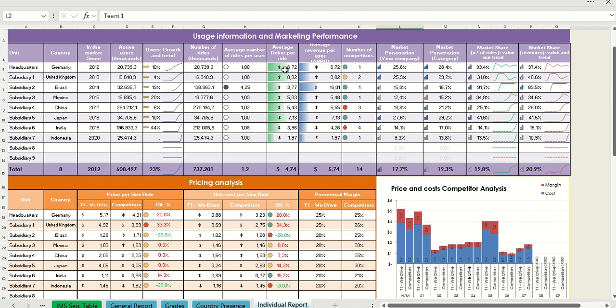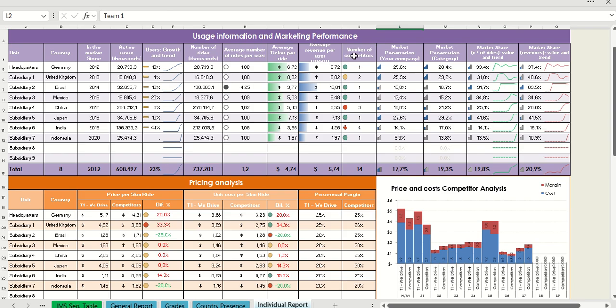Another measurement that you have is the average ticket per ride, so how much is the expense in each ride, and also the average revenue per user. Since they are just using one app in this country, this number is basically the same. In other regions, as you can see here in Brazil, users are using the app an average of 4 times in the year, so it means that the average ticket is different from the average revenue per user.